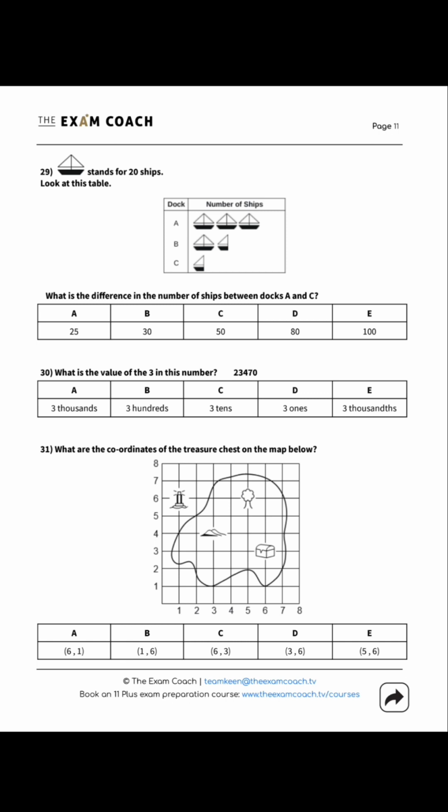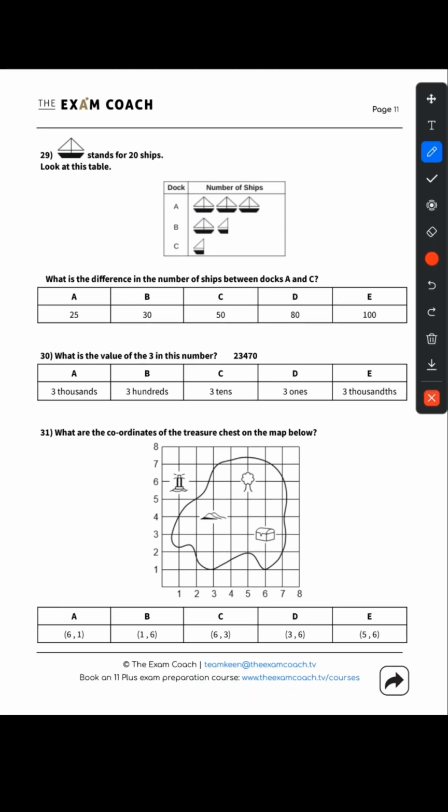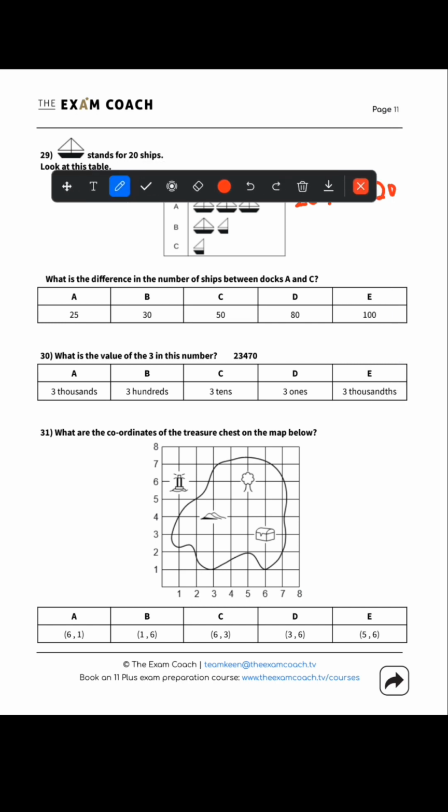29. The sheep symbol stands for 20 sheep. Look at the table. What's the difference between the number of sheep between dock A and C? So we need to first find out how many sheep are in each dock. For dock A, we can see 3 symbols, and each symbol stands for 20. That will be 20 plus 20 plus 20, which is 60, right?